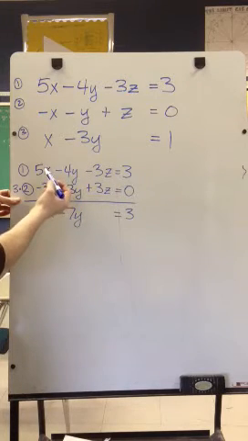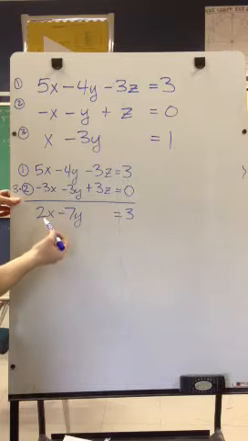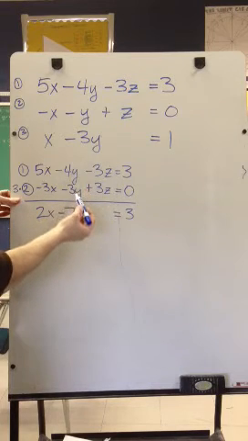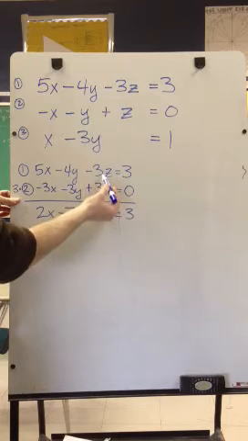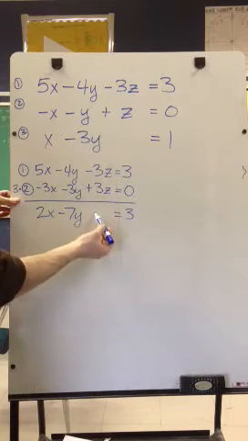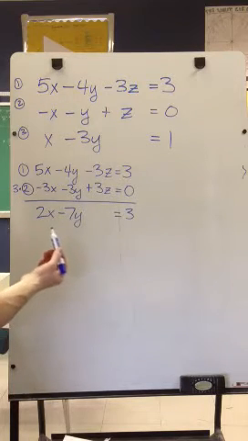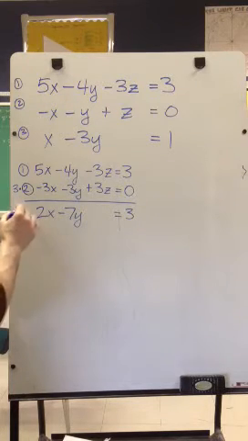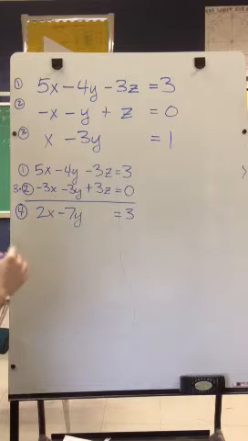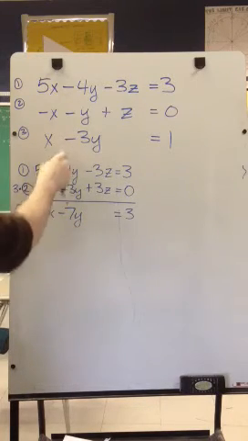And then I'm going to add them. 5x plus minus 3x is 2x. Negative 4y plus minus 3y is minus 7y. Negative 3z plus 3z is 0. 3 plus 0 is 3. Next step. I'm going to label this new equation I found, equation 4. I have two equations with two variables.